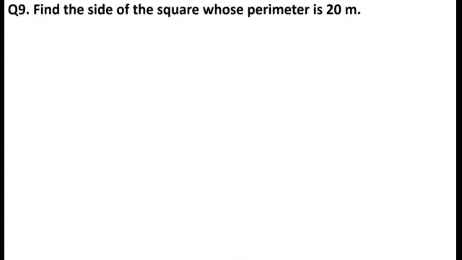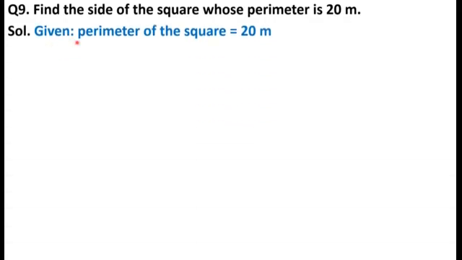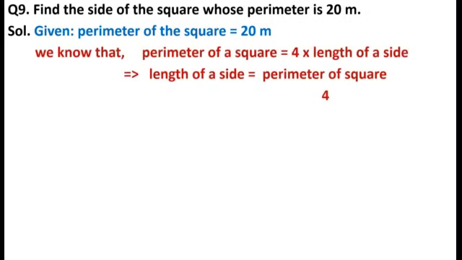Next question is, find the side of the square whose perimeter is 20 meter. Okay, now we have to find the side of the square and the perimeter is given, 20 meter. So first of all, what is given? Perimeter of the square is given, that is 20 meter. Now we know that perimeter of a square is equal to 4 into length of a side. Okay, so how can we find length of a side? Perimeter of a square by 4.